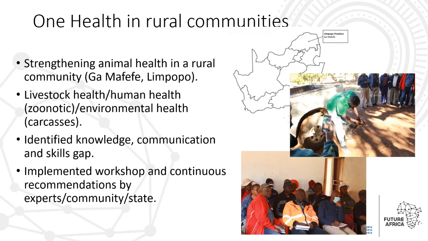And another example that we are involved in terms of One Health is in the rural community of Ramafefe. Once again, the example is a rural community and it involves livestock health as well. And really, it's not surprising that livestock health forms many of these conversations, because livestock does form the main economic activity in rural communities in South Africa and also across the continent. And a threat to livestock health can translate to a threat to human health if the disease is zoonotic, and also can threaten environmental health through the disposal of carcasses.